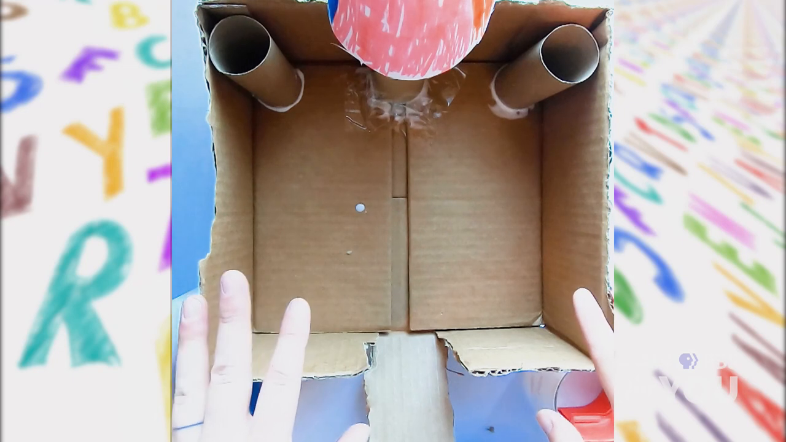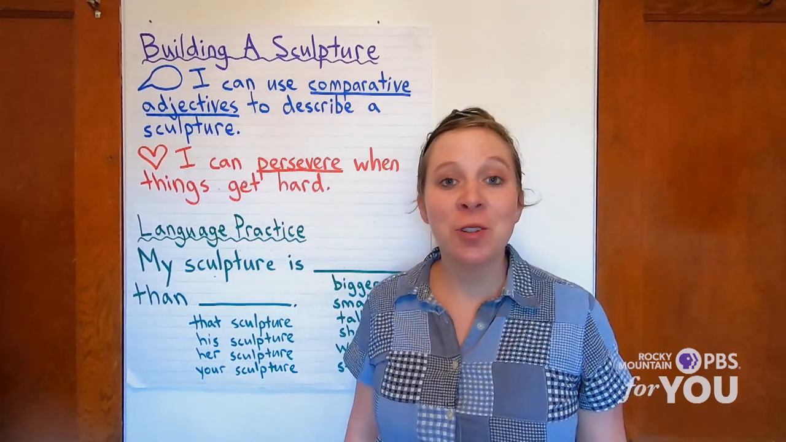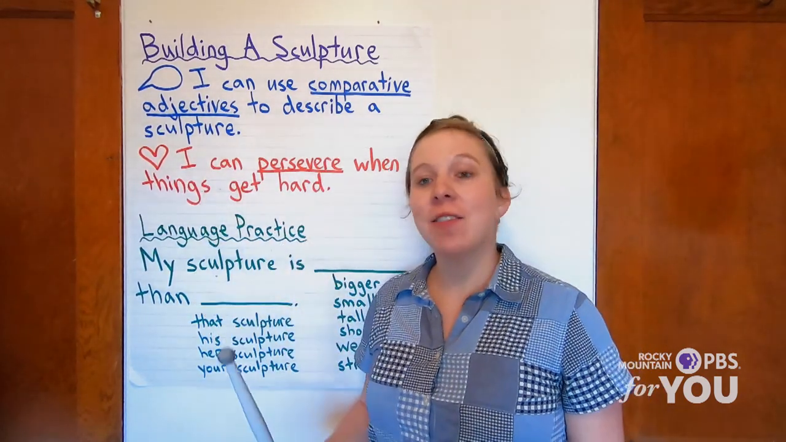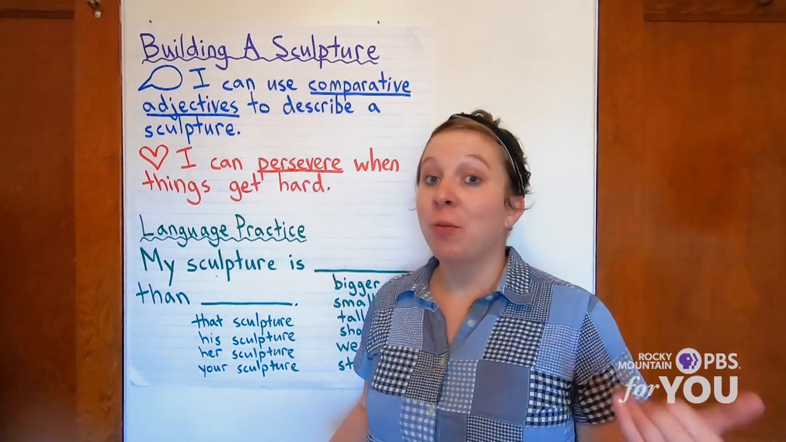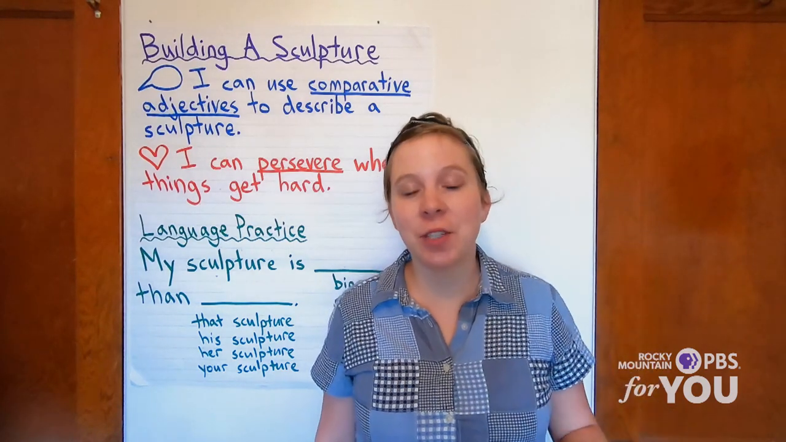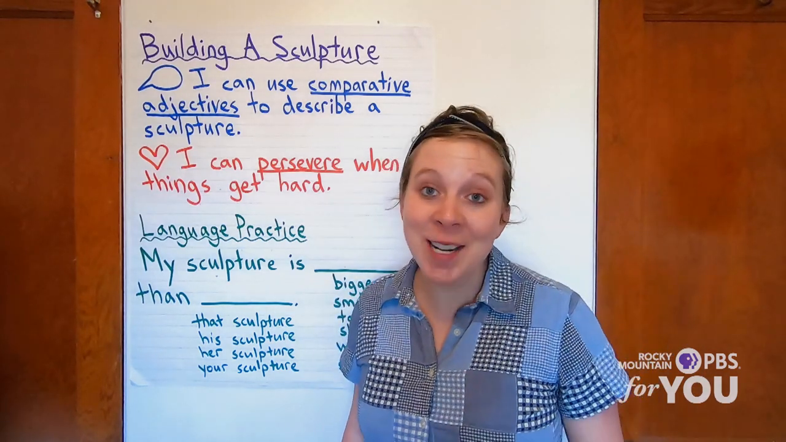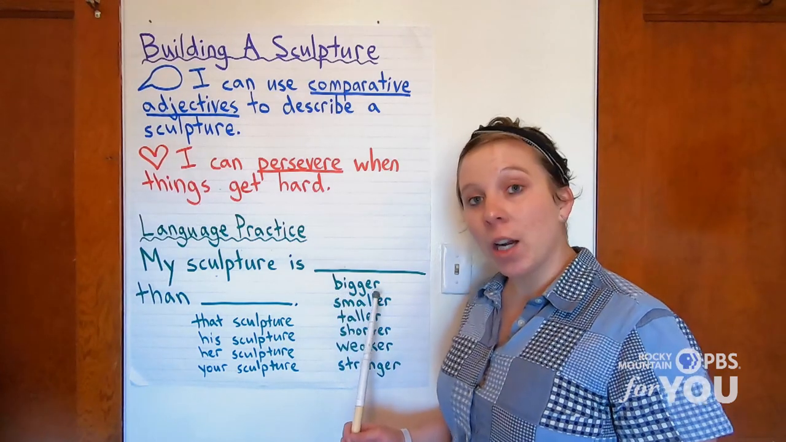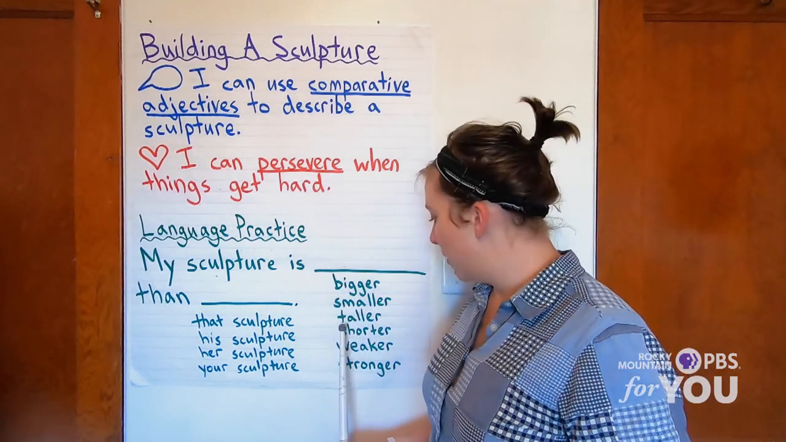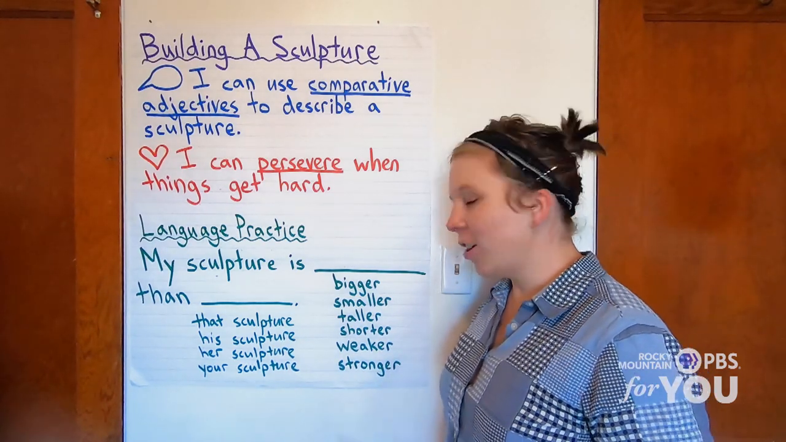Now that we've made our sculptures together, we are ready to talk about them in our language practice. Here we go. Time for our language practice. Remember, our language goal was I can use comparative adjectives to describe a sculpture. We're going to describe our own sculptures today. Comparative adjectives are adjectives or describing words that help us compare. Some examples of comparative adjectives are bigger, smaller, taller, shorter, weaker, and stronger.